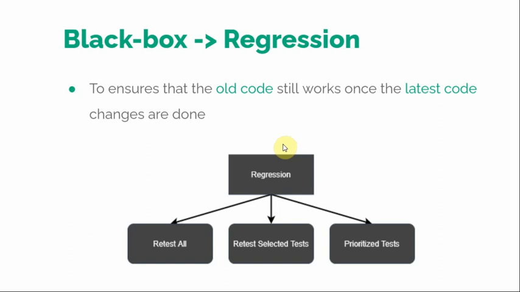So it means re-executing selected test cases to ensure existing functionality is not broken after the change. Regression is then subdivided into three parts, to ensure that the old code still works once the latest code changes are done. The three parts are retest all test cases, retest selected ones, or prioritize. All means it's very simple: you test everything. In selected, for a certain module or component you run them, and prioritize means you select them carefully for specific situations.